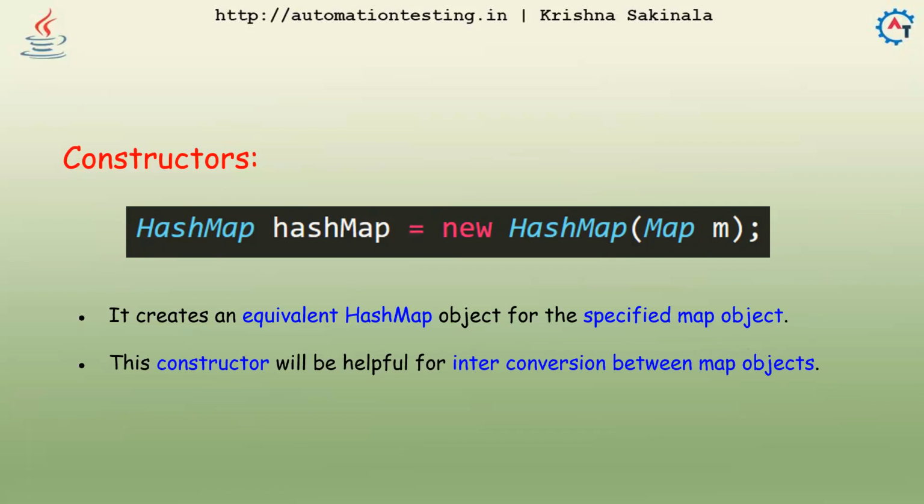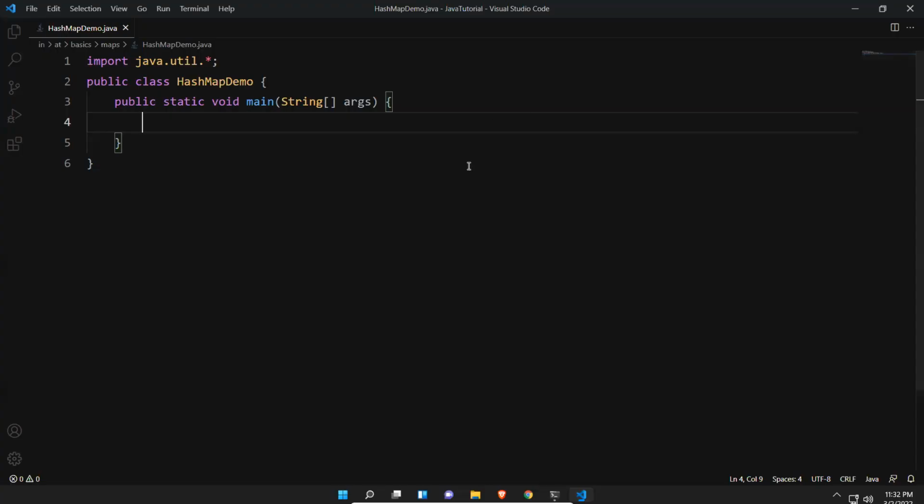Now we see with one example how hash map will work. For that, let me go to Visual Studio Code. Here I created HashMapDemo. This is also from the java.util package only. HashMap hm equals new HashMap. I took the default constructor.